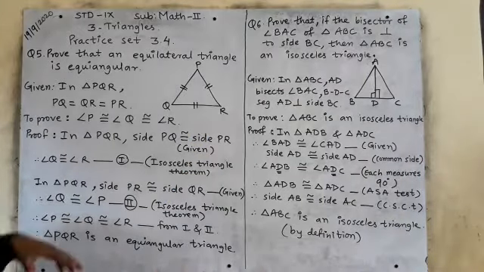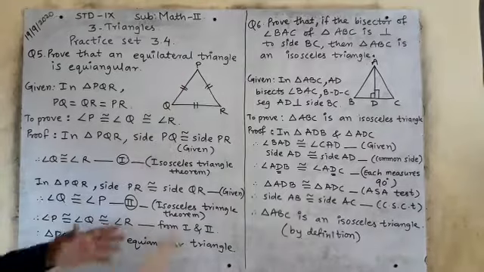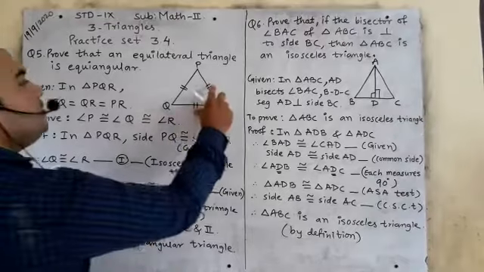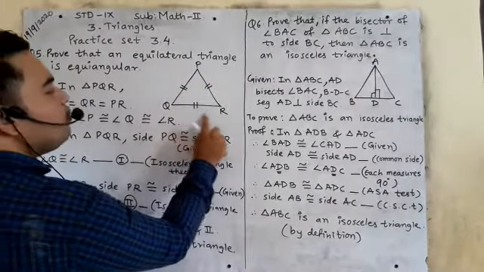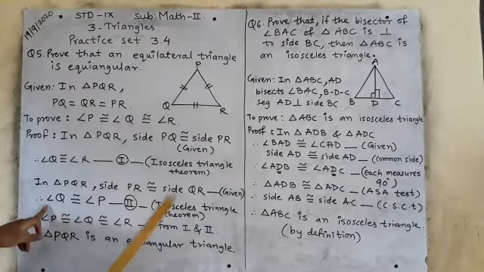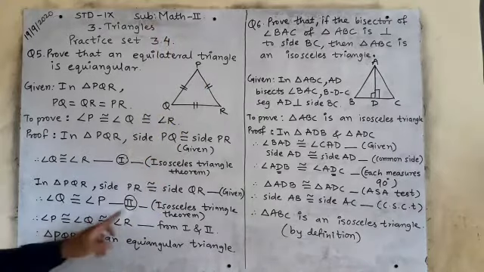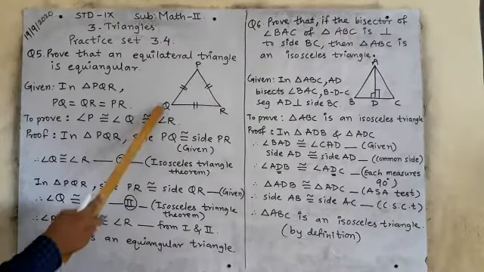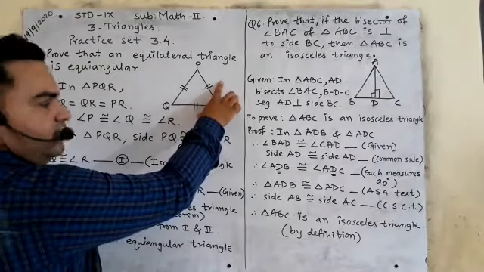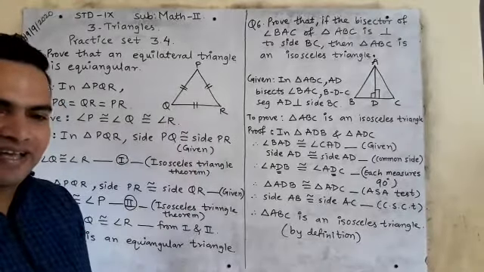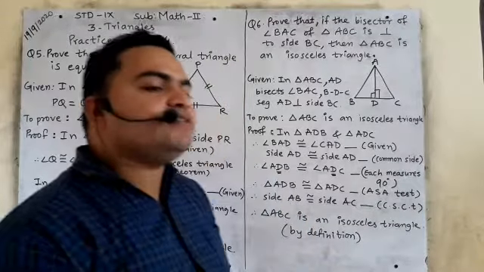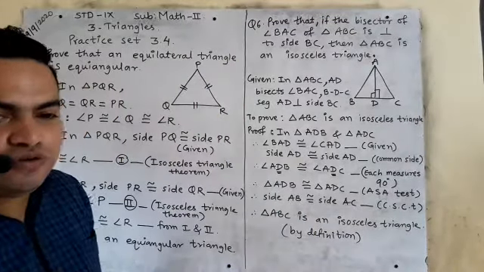Now again we will say the same thing in triangle PQR. Now you take another two sides, that is side PR congruent to side QR. Now we are talking about these two sides. This side and this side are also congruent to each other. Therefore we can say angle Q and angle P are also congruent. Why? Because these two sides are congruent. Therefore this is an isosceles triangle whose two sides are congruent, and whose two angles are also congruent.